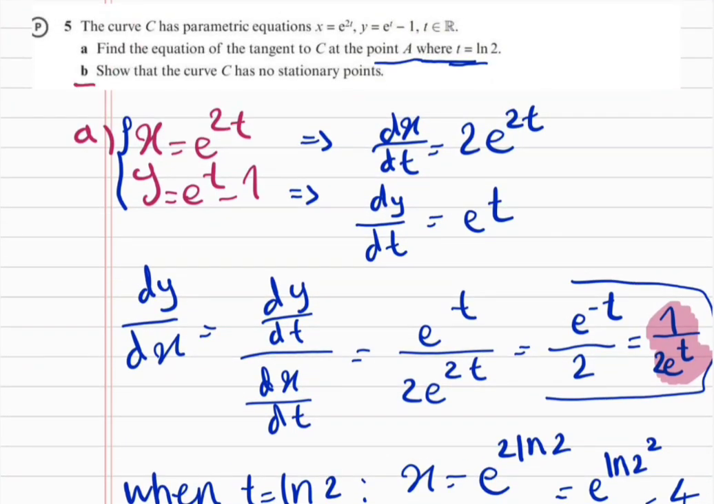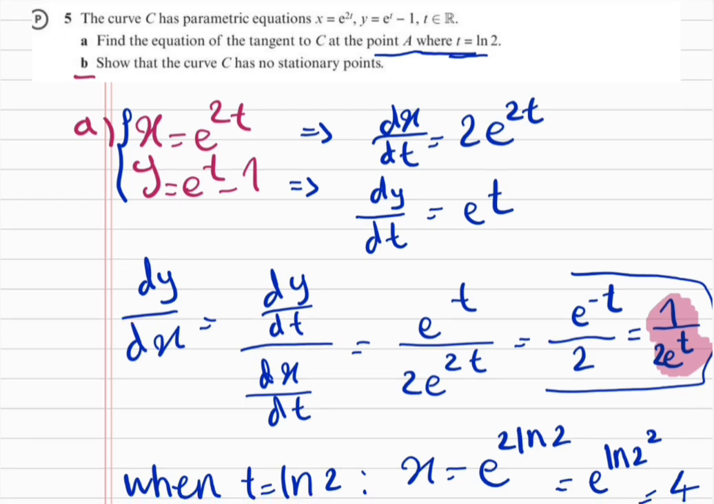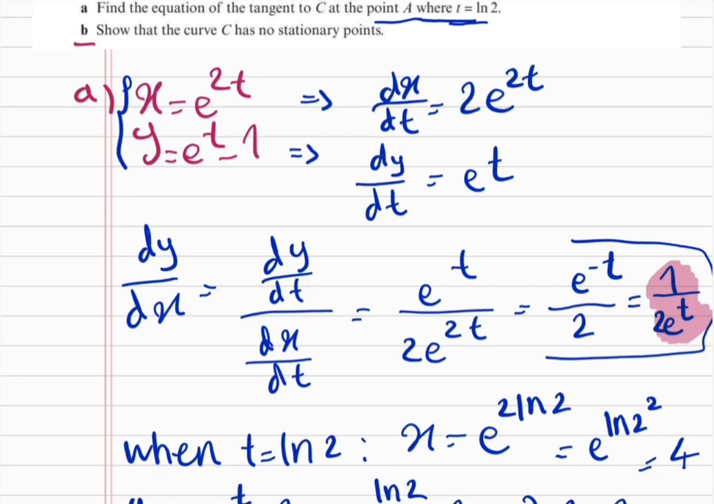And part B is an interesting one. It says, show that the curve C has no stationary points. We first need to ask ourselves, when do we have a stationary point or more than one? Basically, whenever the value of dy/dx is equal to 0, and when you solve that equation and you get some values for x, then those x values are the x coordinates of your stationary points. And now in this case, we need to find dy/dx and then see what happens.